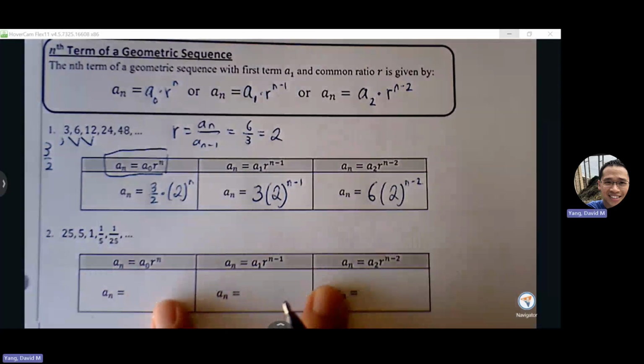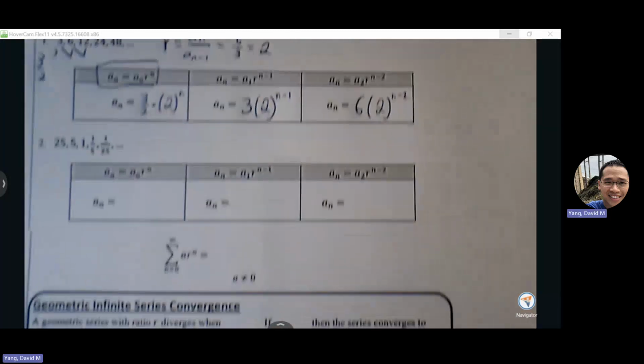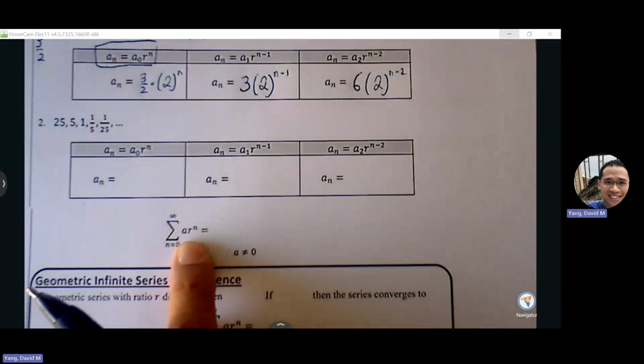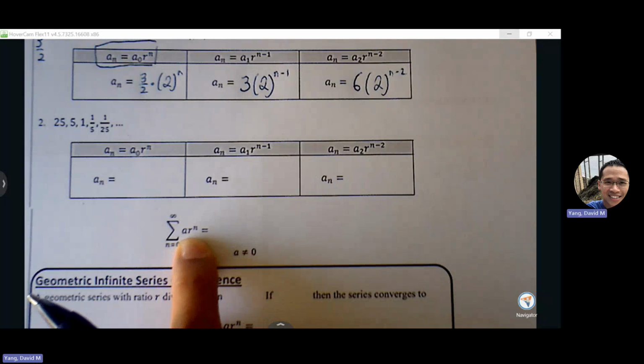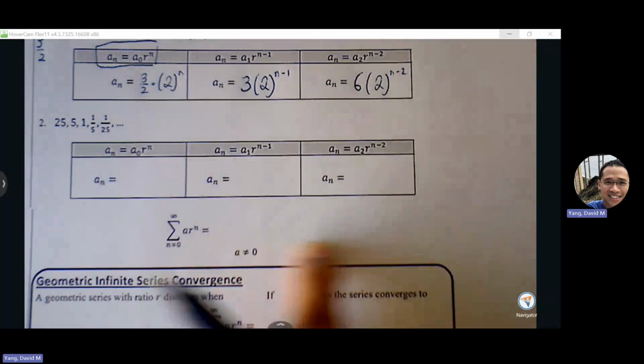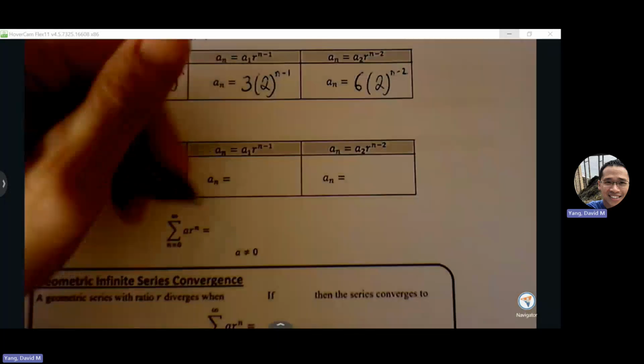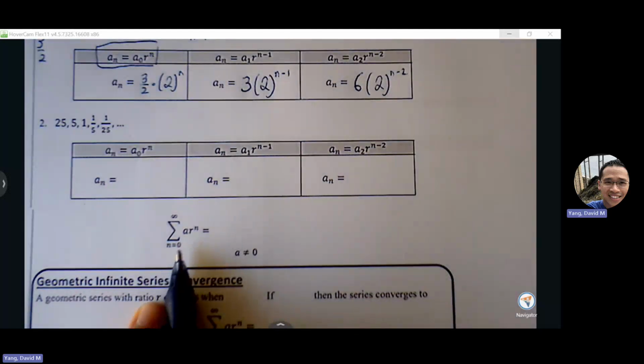Okay, I'm going to skip number 2. Number 2 is the same process as above. Let me go down to, let's say we have a series in the form of a times r to the n. And if I want to list out the terms in this series, I'm just going to follow what the rule says. So I'm going to start at 0. So 0 in for n.